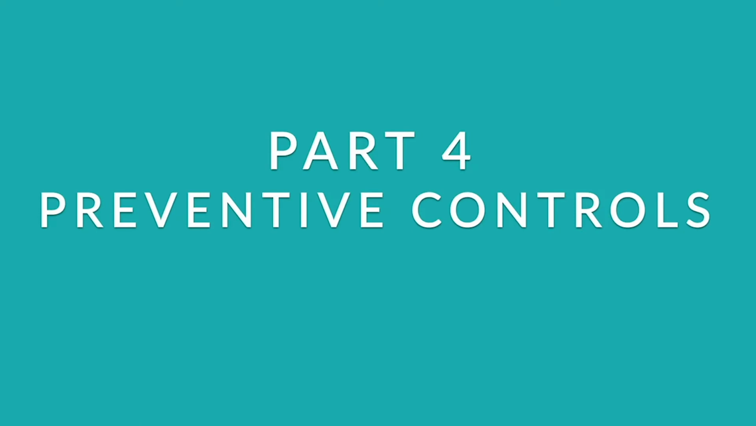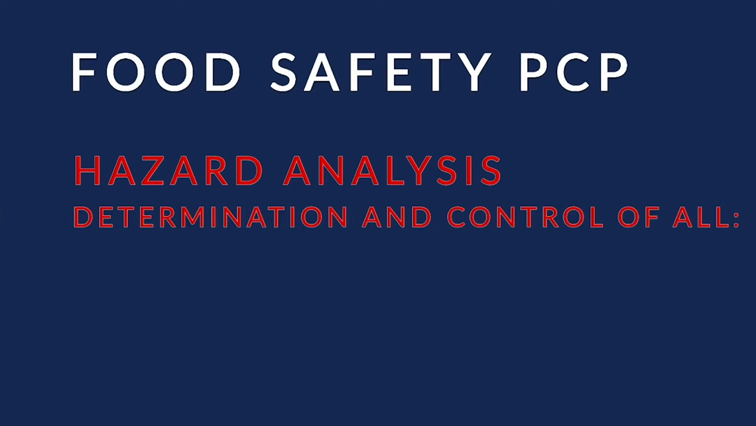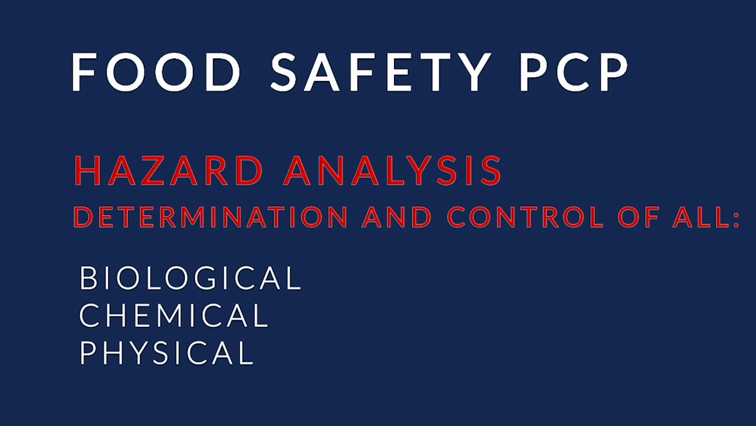Part 4, preventive controls. Part 4 contains the majority of the food safety requirements, with a focus on complying with the requirements of GMPs in sections 50 to 81, Food Safety Preventive Control Plan, and Market Fairness Preventive Control Plan. A Food Safety Preventive Control Plan, or PCP, needs to include hazard analysis, which is the determination and control of all biological, chemical, and physical hazards that present a risk of contamination to the food.